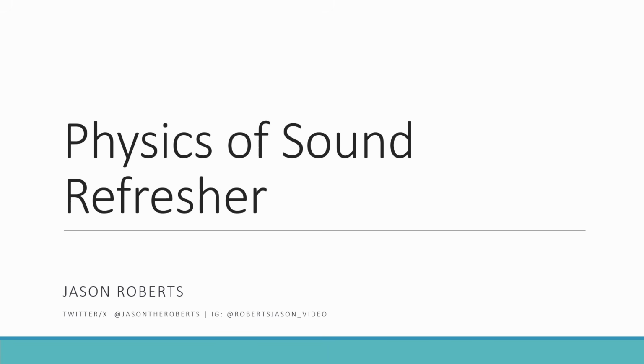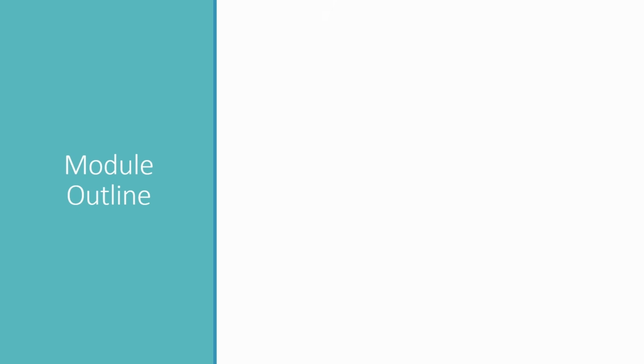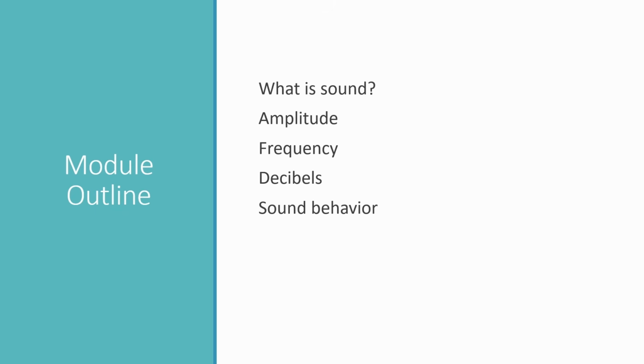Before we dive into the specifics of editing and mixing audio in Fairlight, it's important to understand the basics of sound itself. After all, everything you do with sound in Fairlight is based on how sound works in the real world. So in this module, we're going to start off by determining what actually is sound. Then we'll look at some properties of sound, including amplitude, frequency, decibels, and how sound behaves in different scenarios. We'll also learn about the importance of room acoustics, and we'll briefly touch on the concept of studio monitoring speakers.